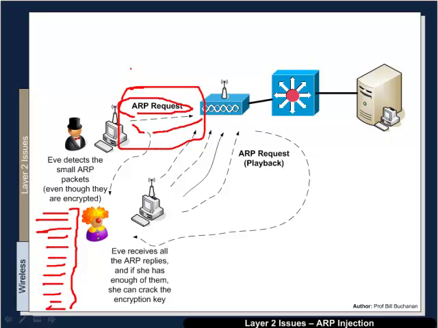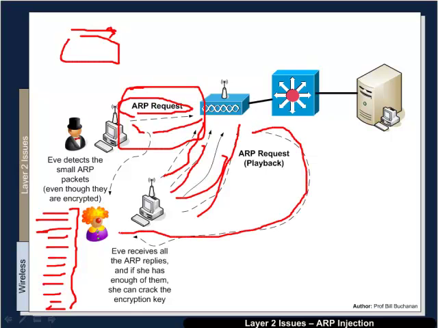Eve listens to this and knows that it's an ARP request because it's a fairly small data packet. She then plays back that encrypted ARP packet again and again and again, and then continually gets the access point to keep sending information back to herself. She then builds up a large table and then can use that to determine the encryption key. This is known as ARP injection.